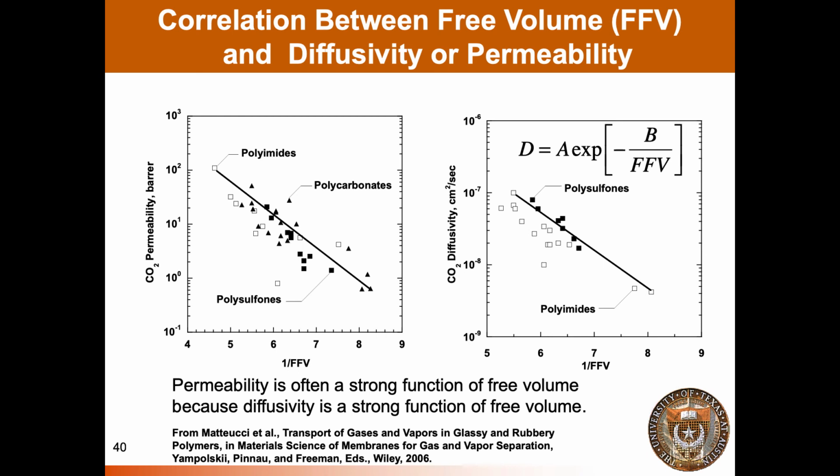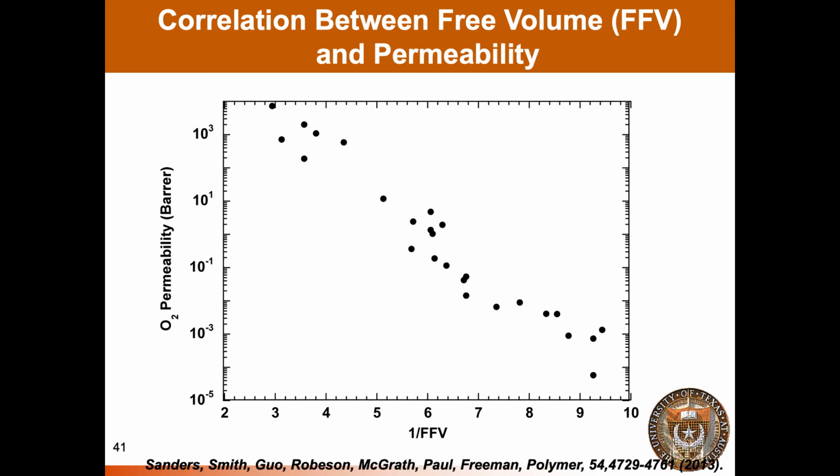And so you'll see in the literature often correlations of permeability with free volume. It's not because Cohen and Turnbull derived their original equation based on permeability. It's only based on diffusion. It's just that as you go from one structure to another, often the diffusion coefficients change way more than solubility, and so you get away with plotting permeability versus 1 over free volume.